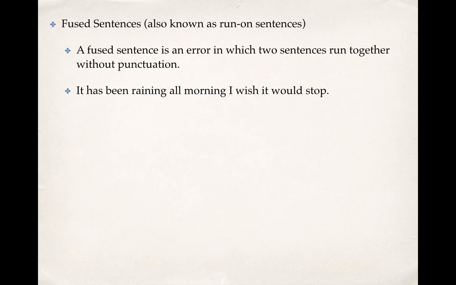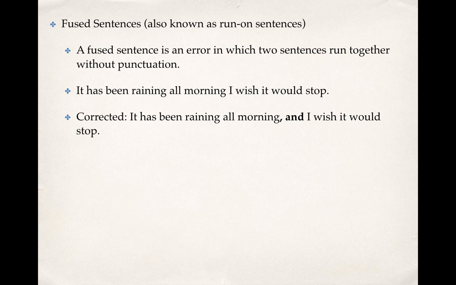So let's talk about the different ways you can correct a fused sentence. There are a couple different options. Here, it has been corrected by the use of a comma and a conjunction. It has been raining all morning, comma, and I wish it would stop. That is one appropriate way that you can join two independent clauses.